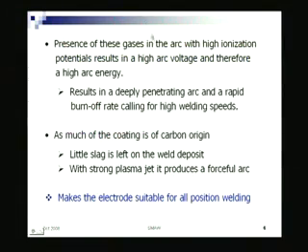So, the presence of these gases in the arc, hydrogen and carbon monoxide, which have a high ionization potential, results in high arc voltage. So, you can see how it is affecting the heat generation. The hydrogen and carbon monoxide have a higher ionization potential, which results in high arc voltage and therefore a high arc energy. Arc energy is increasing.